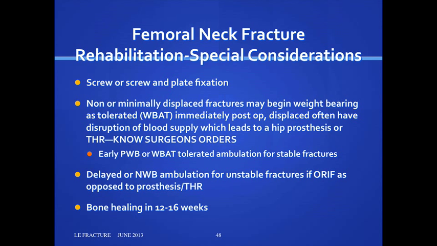Delayed or no weight bearing ambulation for unstable fractures if open reduction internal fixation, as opposed to an endoprosthesis, is used. An endoprosthesis is just replacement of the femoral head. A total hip is replacement of the femoral head, as you know, and the acetabulum. And again, usually 12 to 16 weeks of bone healing.